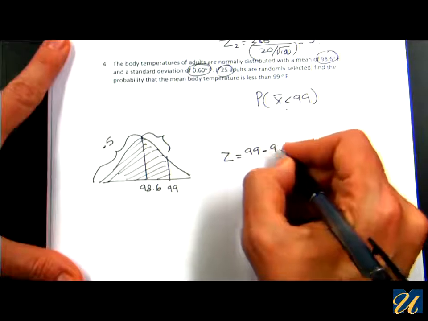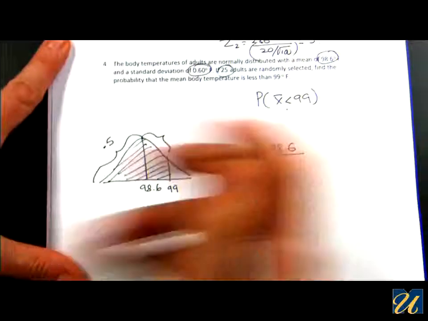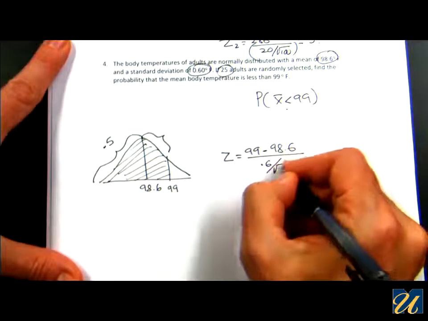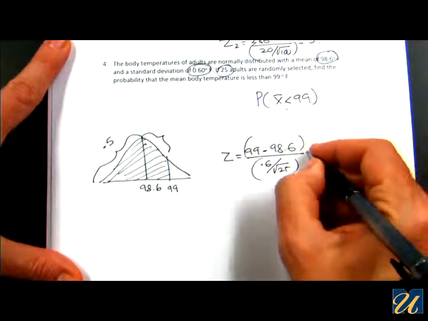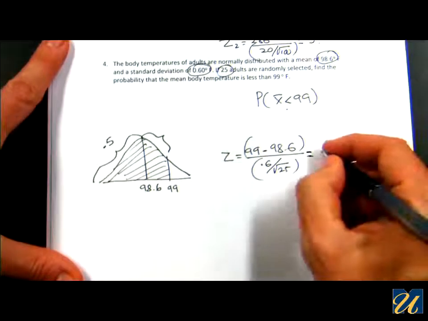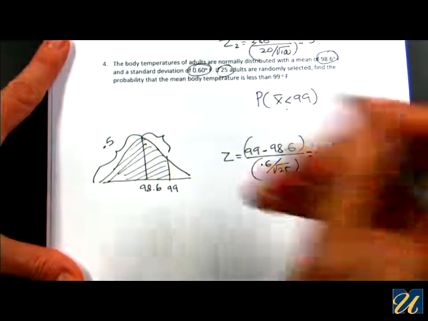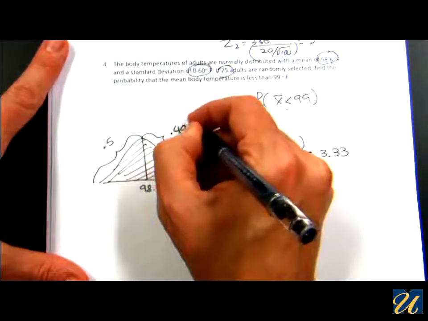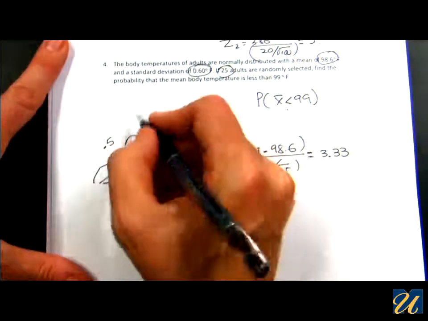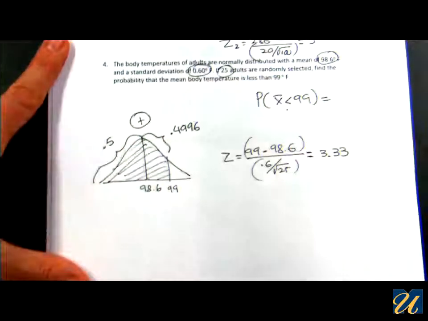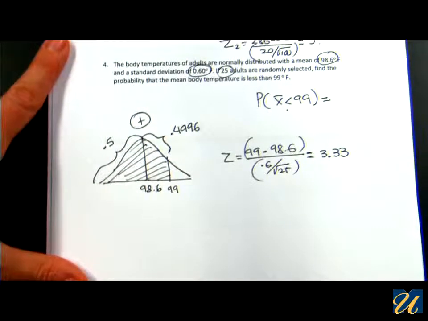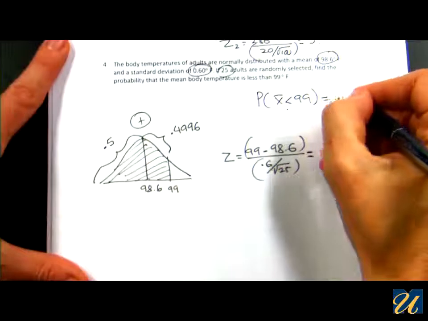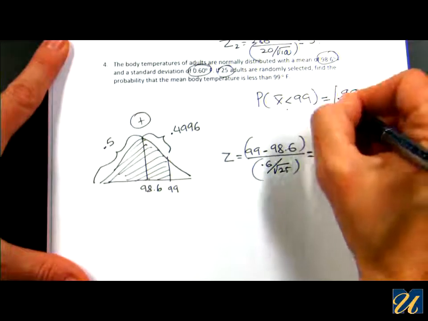99 minus 98.6 divided by 0.6 over square root of 25. Use your parentheses, do your calculations, and you will have a z-score of 3.33. If you look it up on your z-table, this corresponds to 0.4996. Once again, the mean is inside the area, so we add the corresponding probabilities. So the probability of X bar being less than 99 is 0.9996, a very high probability.